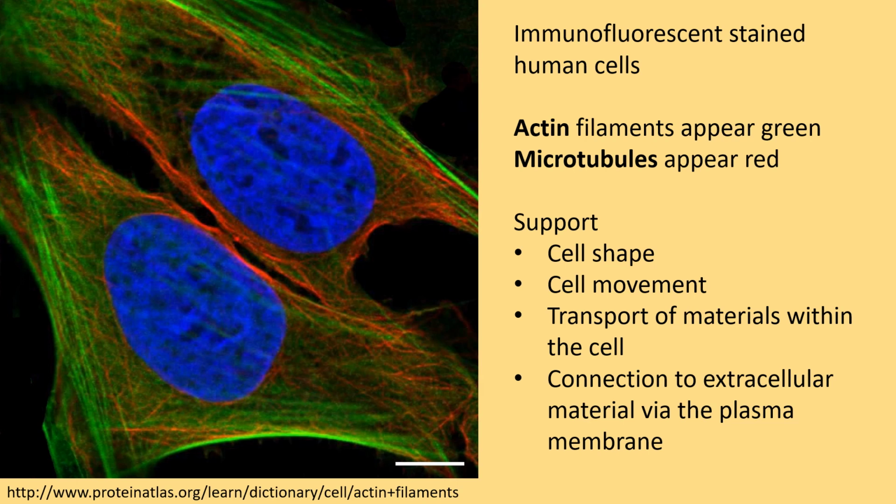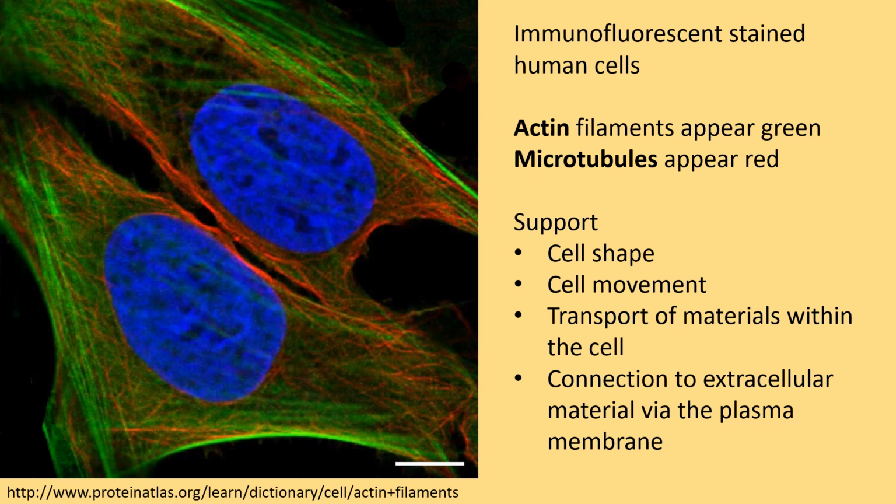The actin filaments, which are part of the cytoskeleton, are shown in green, and the microtubules, another part of the cytoskeleton, are shown in red. Then a third stain was used to highlight the nucleus of these cells in blue.